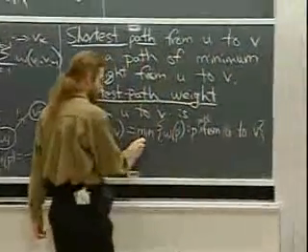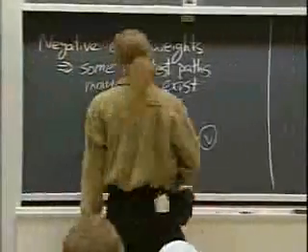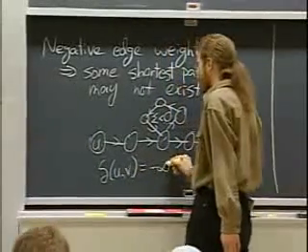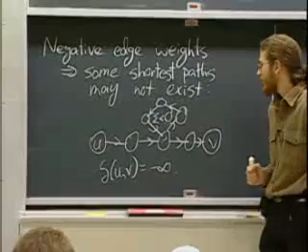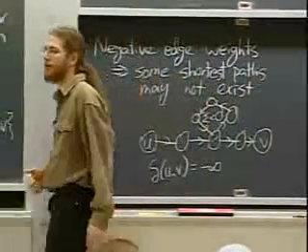It's more like an infimum for those who like to get fancy about such things. But we'll just say that delta of UV is minus infinity in this case. There's a negative weight cycle from U to V. So that's one case we have to worry about in some sense.